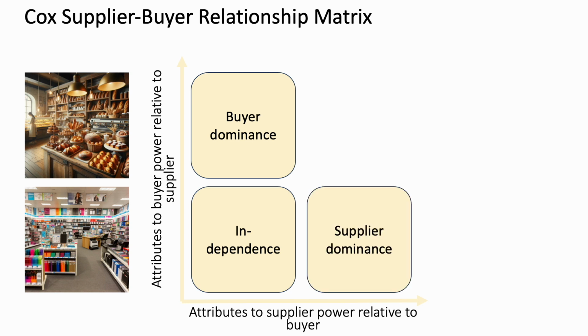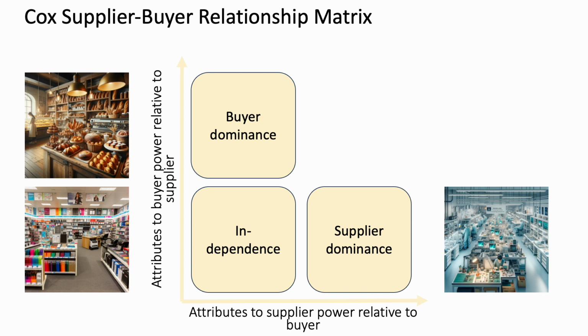Supplier dominance. Think about a small smartphone manufacturer needing a specific, advanced chip that only a few suppliers produce. Since the manufacturer buys a small volume and the chip is unique, the supplier has the upper hand. The manufacturer faces high costs and difficulties in finding alternatives, giving the supplier significant control over prices and supply terms.